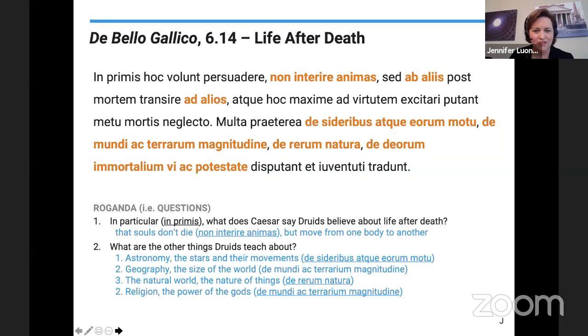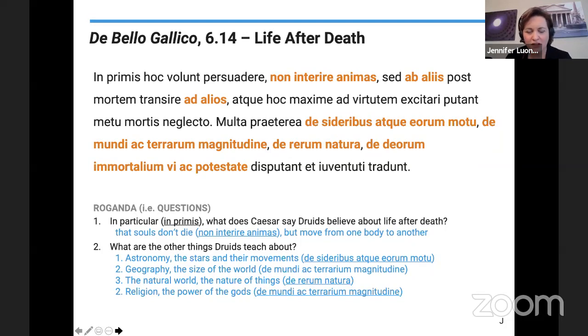All right, so they say in primis chiefly that animas, souls non interire, don't die, sed, but post mortem, after death, transire, they pass ab aliis ad alios, from one body to another. And they think this is good, that they believe this, because putant, they think that it maxime, most greatly, urges them on, excitari, ad virtutem, to courage, to manliness, metu mortis neglecto, another one of those great ablative absolutes in Caesar, with the fear of death neglected.